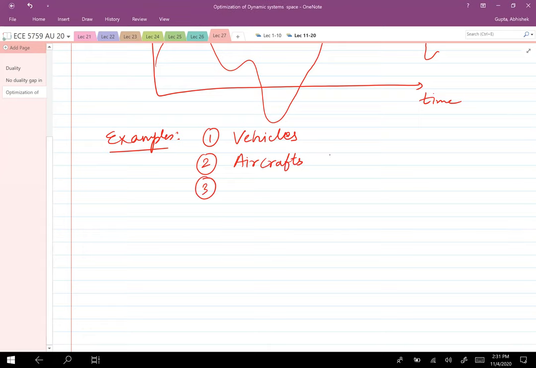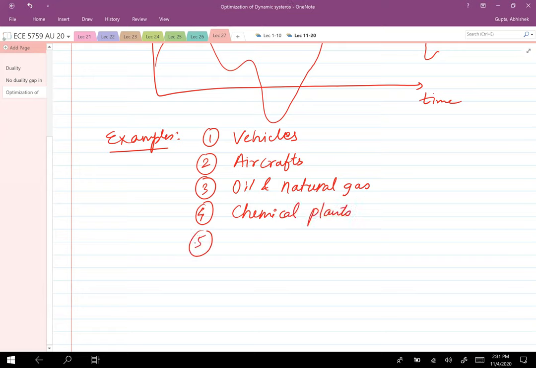So this is manned or unmanned aircrafts. You have oil and natural gas. We have chemical plants. We have biological systems.